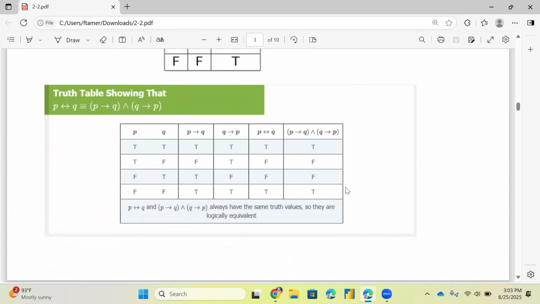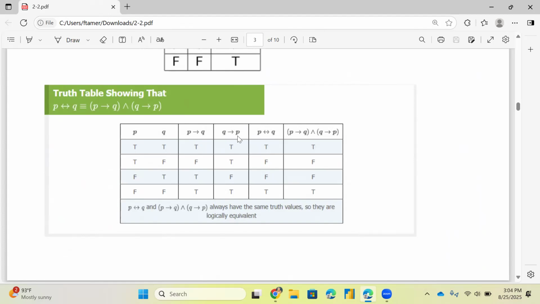Now, the truth table showing that P if and only if Q is logically equivalent to if P then Q and if Q then P. If you look at the truth table, these are our P's, these are our Q's. Let's look at this one first: if P then Q. True and true is going to give us a true. True and false is going to give us a false. And these two cases will give us a true. So this is if P then Q.